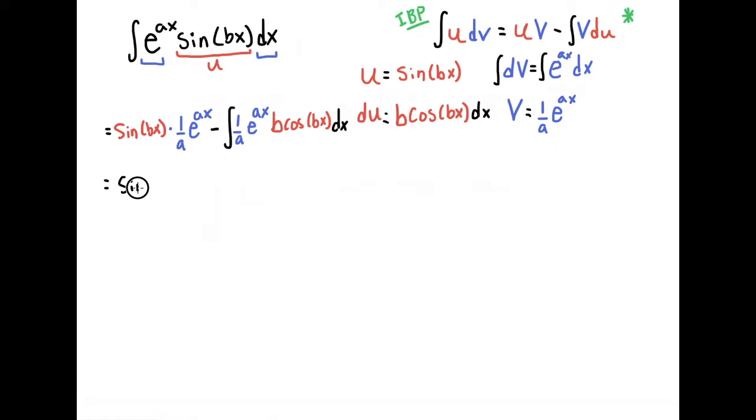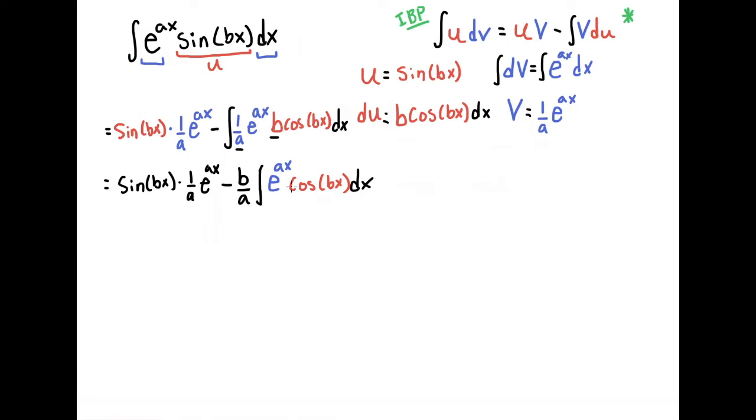We have sine of bx times 1 over a e to the ax minus, well, we have another situation here that we can't just directly integrate. We're going to have to use integration by parts again. Now I'm going to take a look at this b and a. I'm going to pull those out in front of the integral. So we have b over a times the integral of, well, you guessed it, e to the ax times cosine of bx dx. Okay? And what we're going to do is integration by parts once again.